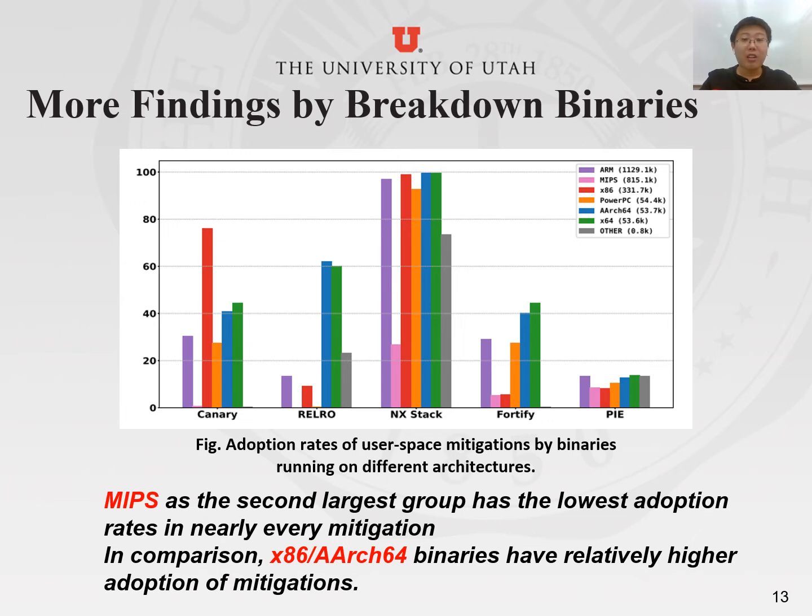MIPS, as the second largest group, has the lowest adoption rate in nearly every mitigation. You may notice the adoption rate of non-executable stack in MIPS is much lower than the others. This is caused by the hardware restriction of MIPS. In general, x86 and ARM64 binaries have relatively higher adoption rate because these binaries are running on newer building environments.